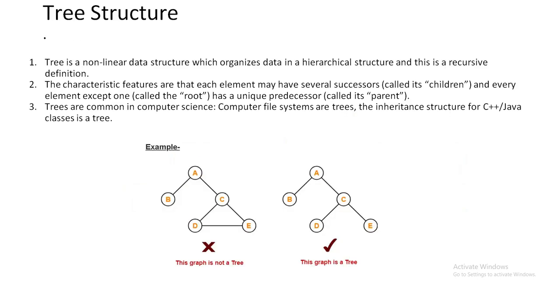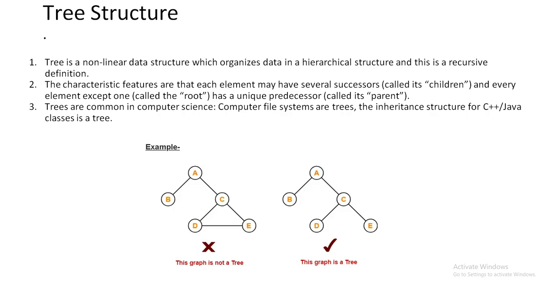So, tree data structure. A tree is a nonlinear data structure which organizes data in a hierarchical structure, and this is a recursive definition. The characteristic features are that each element has several successors. Successors means their children, and except the root, every element has a predecessor, and the predecessor for each element is only one, which is called the parent. Examples of tree data structures are the file systems and the inheritance structure of classes.